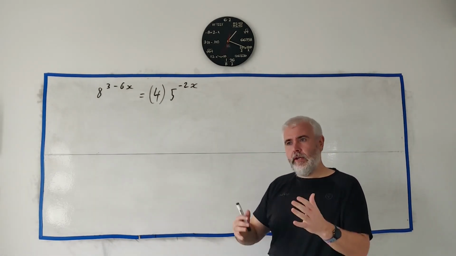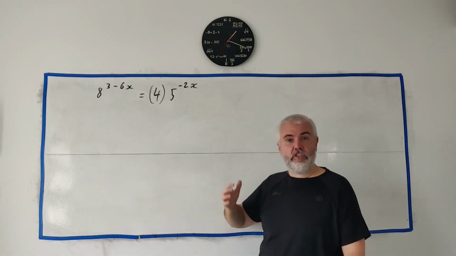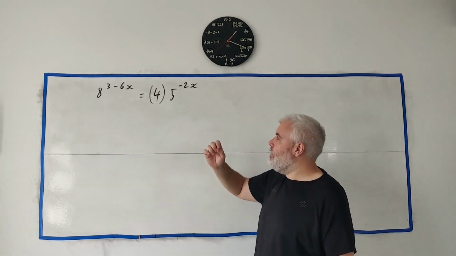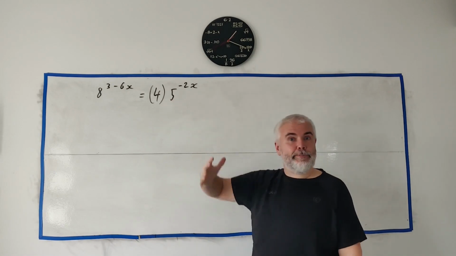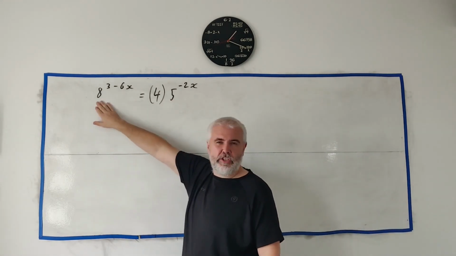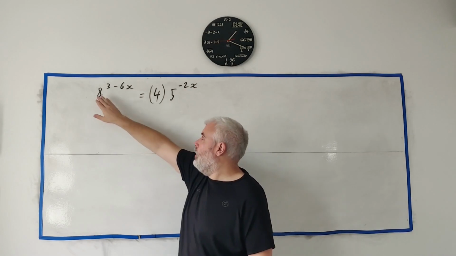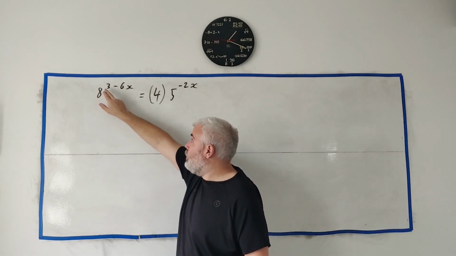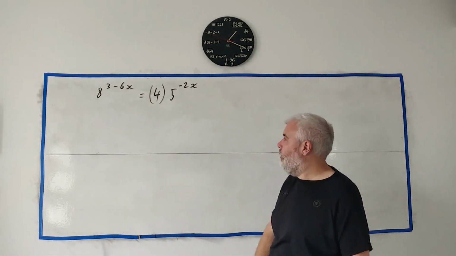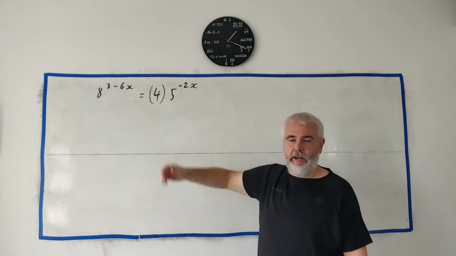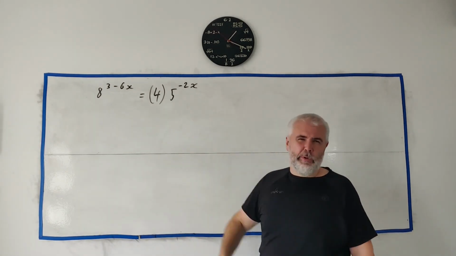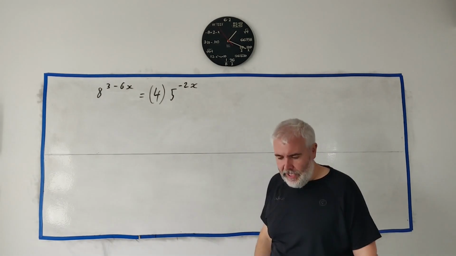The first way you should look at this question is to see if there's an easy method, an easy way to get all the bases to be the same. For example, 8 could be turned into 2 to the power of 3, multiplied by what's already up there. 4 could be turned into 2 to the power of something. 5, not so easily. So there's no easy way to do it that way.